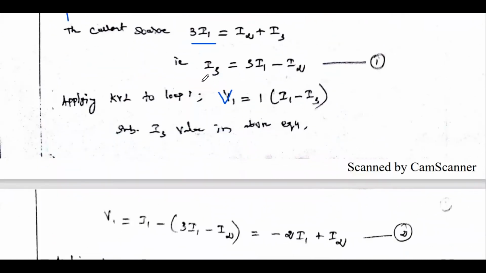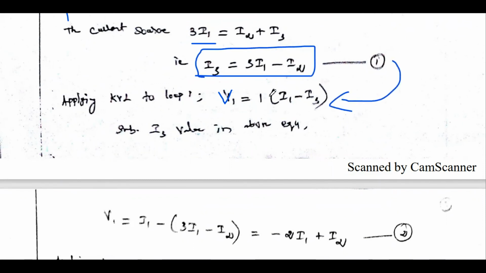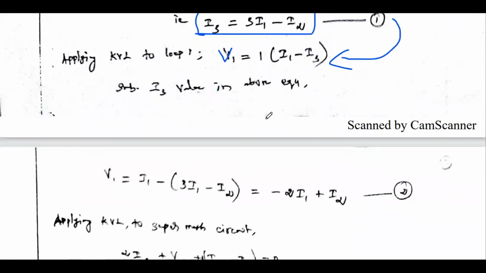Okay, and we already calculated the I3 value in equation number 1. So you substitute this I3 value in this equation. So V1 equals I1 minus 3I1 minus I2, so we can write minus 2I1 plus I2. Consider this as equation number 2. So we formed the V1 equation in terms of I1, I2. This is one of the Z parameter equations we got.